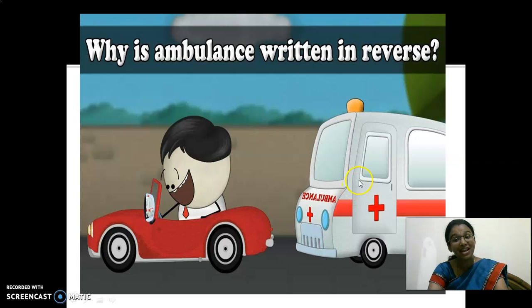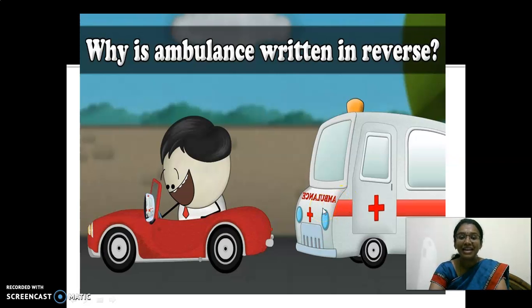Why has this been done, children? You all know that we must leave way for an ambulance. If some persons going in front of the ambulance are not able to hear the sound, they can see it through their mirror and leave way for the ambulance. This is the purpose why this has been written in reversed form.